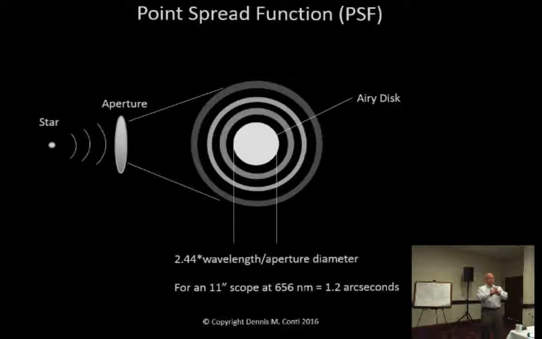Is everybody familiar with arc seconds? A circle has 2 pi radians around it, and an arc second is 1/3,600th of a degree, and there's a relationship. So this is a measure of the angular distance of this Airy disk.